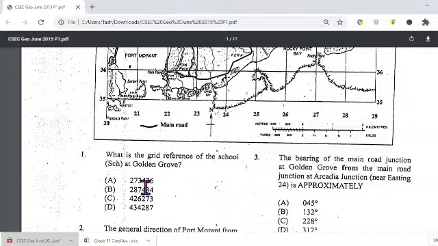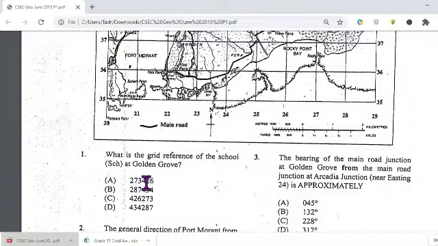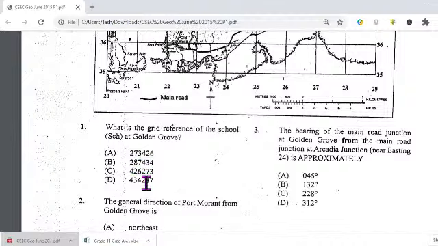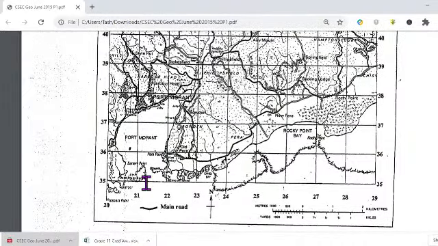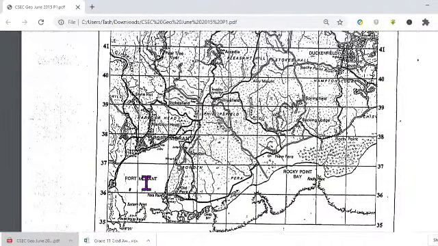There is only one like that. So the answer for number 1 would have been letter A. This is the only one. Let me just double check. So that is 2742. That would have been the only one that gave us that response. So I'm seeing that Vadish is getting it correct. Good job, Vadish. Moving on to number 2, the general direction of Port Morant from Golden Grove is, so we need to find Port Morant and back to Golden Grove.